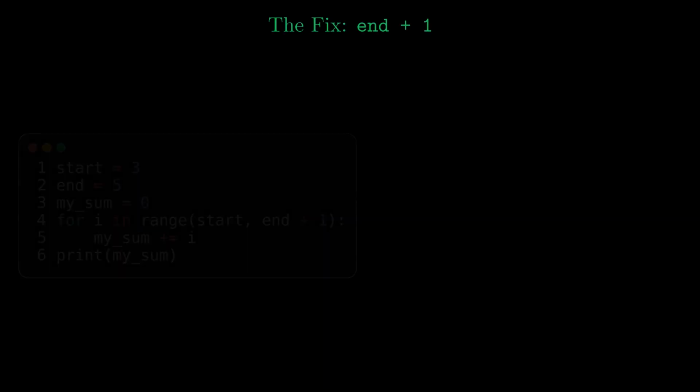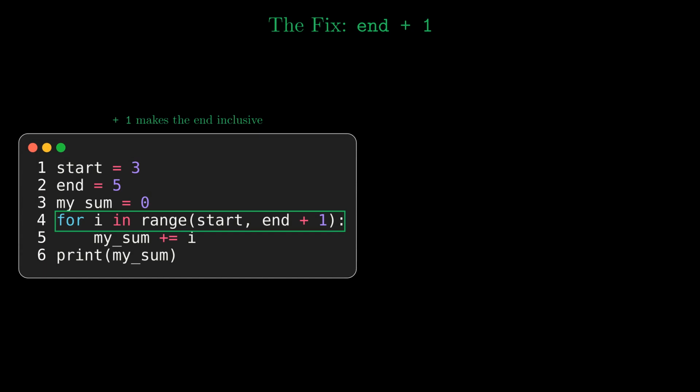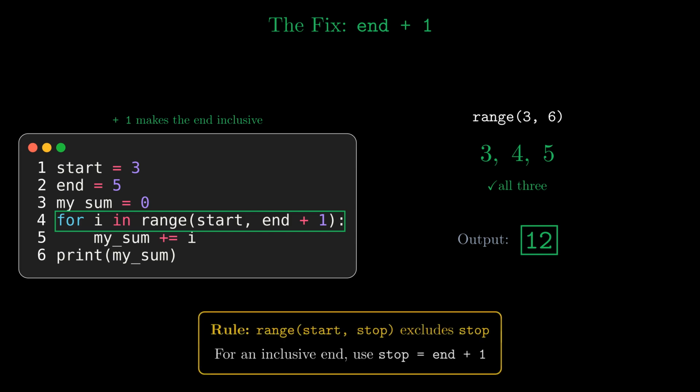The fix is straightforward. Change the stop value from end to end plus 1. Now range generates 3, 4, and 5. My sum accumulates 3 plus 4 plus 5, giving 12, the correct inclusive sum. Whenever you need an inclusive upper bound in range, add 1 to the stop value. Range's stop is always exclusive. Commit that rule to memory.